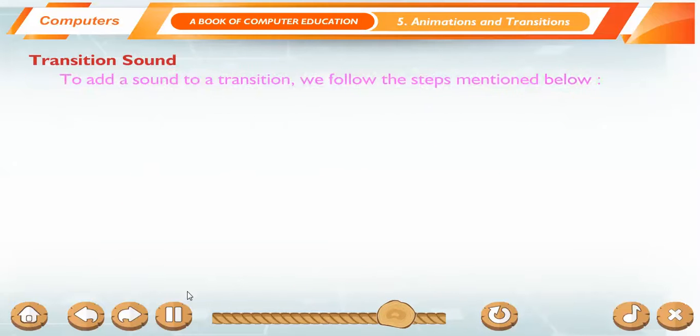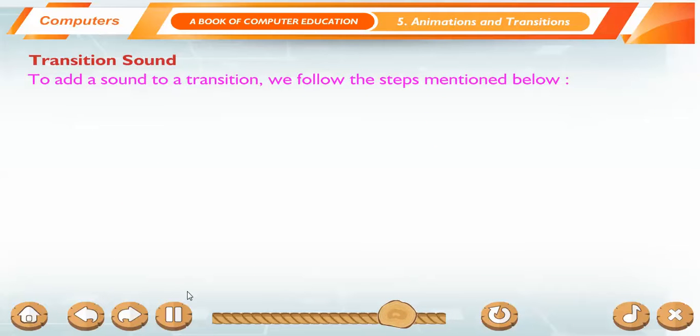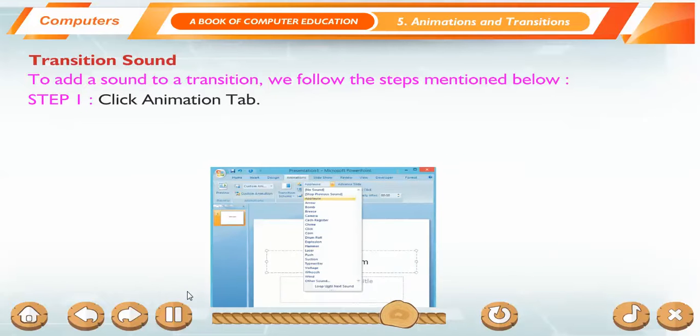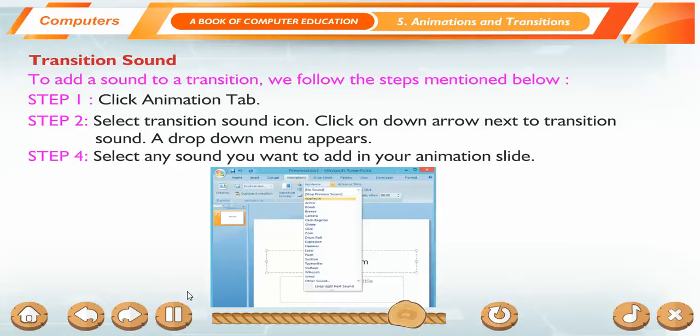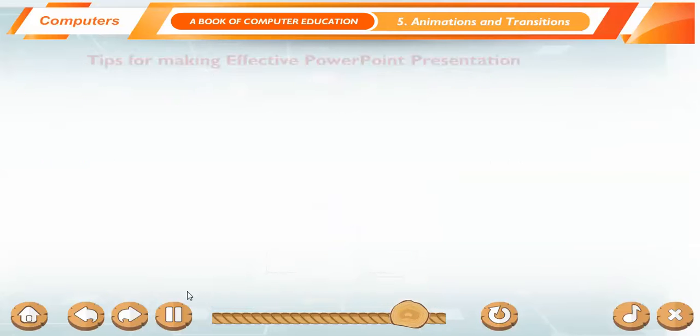Transition sound. To add a sound to a transition, we follow the steps mentioned below. Step 1. Click Animation tab. Step 2. Select Transition Sound icon. Step 3. Click on down arrow next to Transition Sound. A drop-down menu appears. Step 4. Select any sound you want to add in your animation slide.